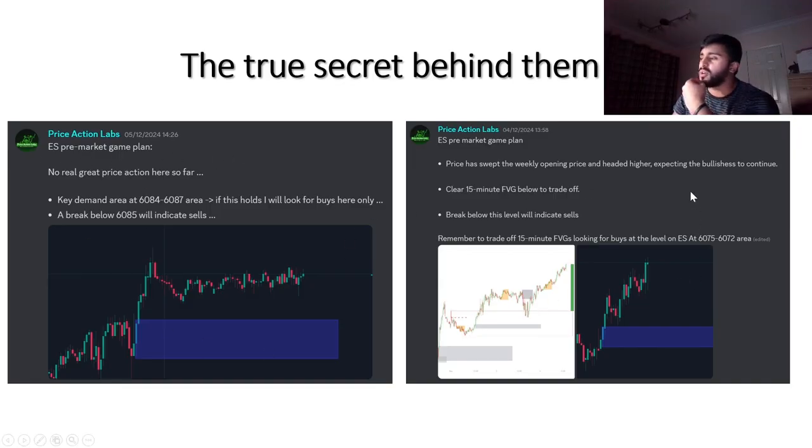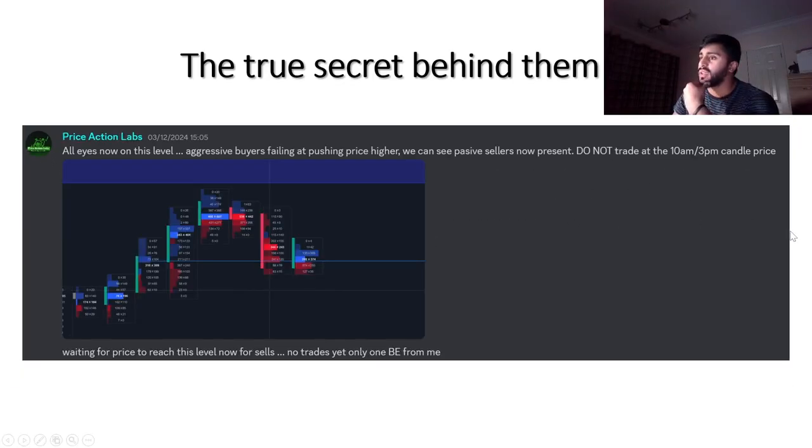We have ES pre-market game plans over here. Again, pre-market game plans. So I will give a level, and then I'll read the order flow at that level to understand whether to go buy or to go long or short.